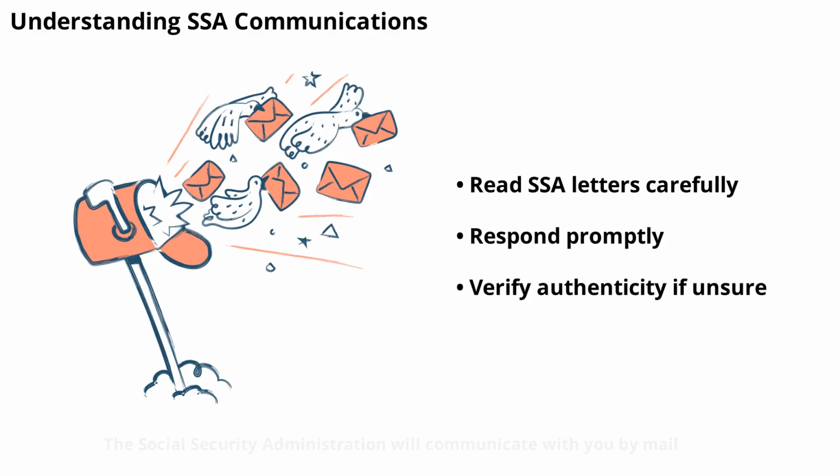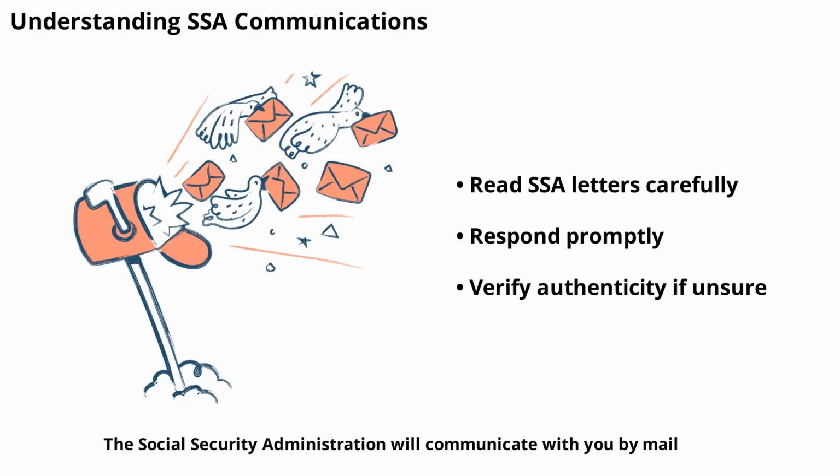The Social Security Administration will communicate with you by mail, phone, or through your online account. Always read their letters carefully and respond promptly if they request more information. If you're unsure about a message, contact the SSA directly to verify its authenticity.